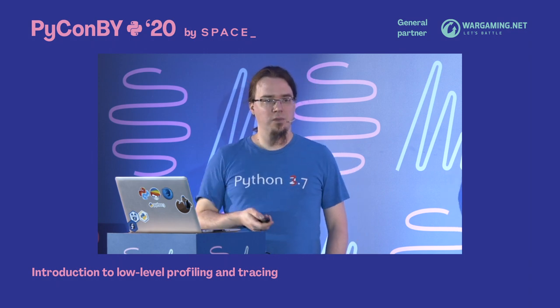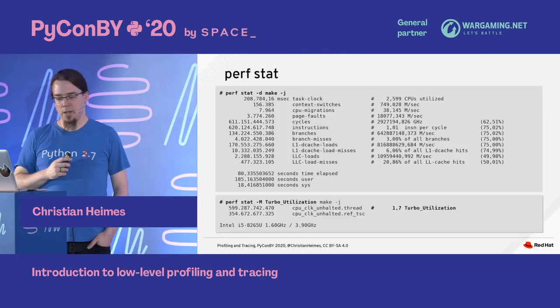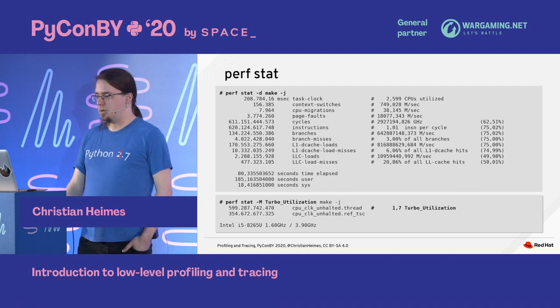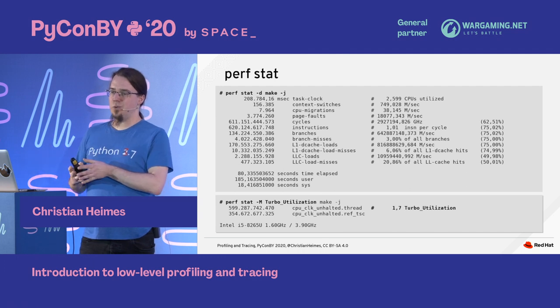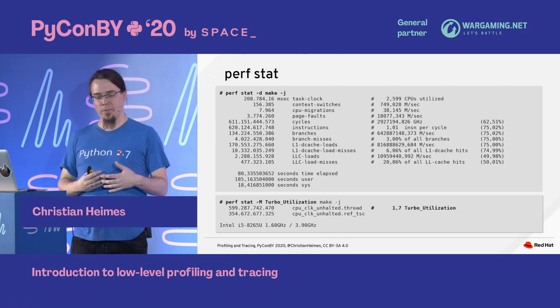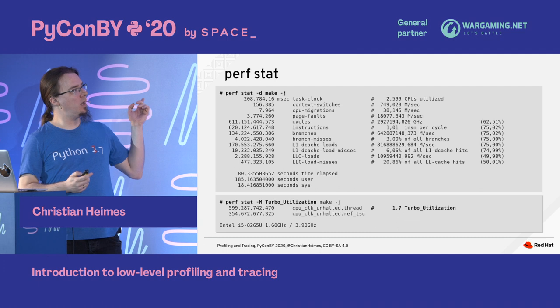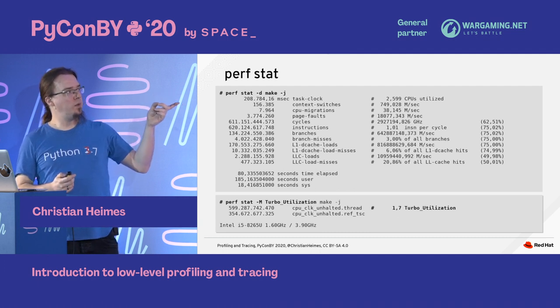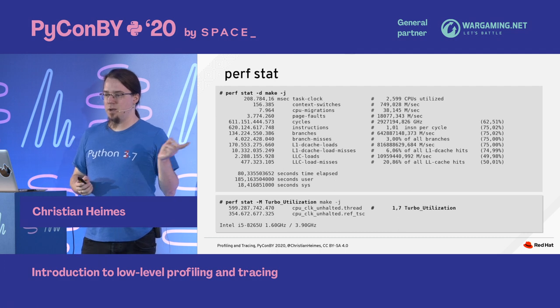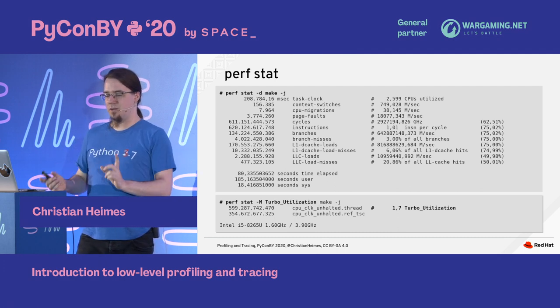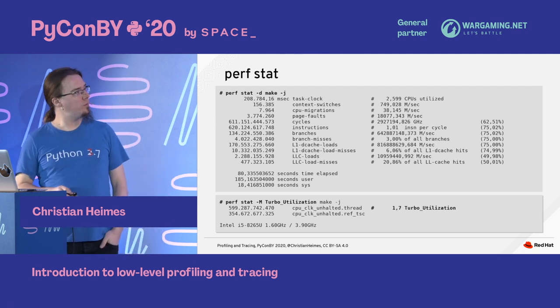Modern CPUs have something called turbo mode, or virtual hyper-threading, where one CPU core looks like two. Compiling Python gets about a factor of 1.7 of that utilization. The optimum would be two, meaning one CPU core looks like two. Well, that's rather good.